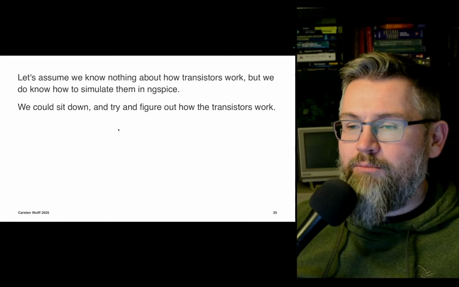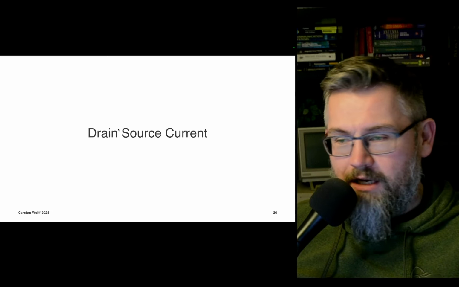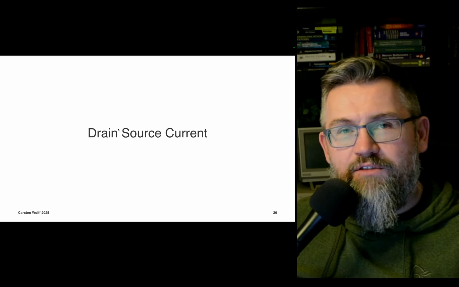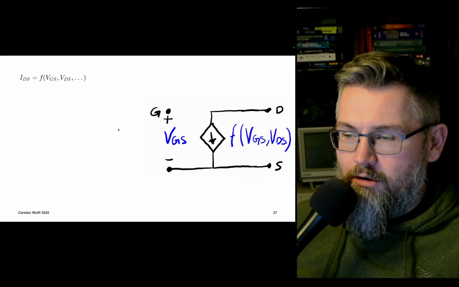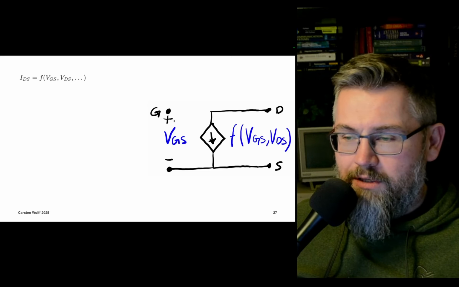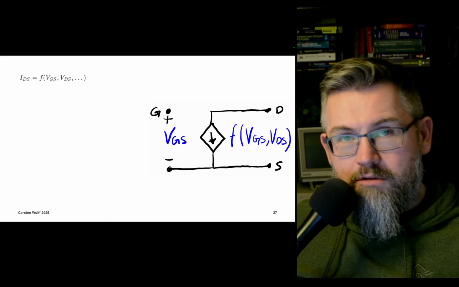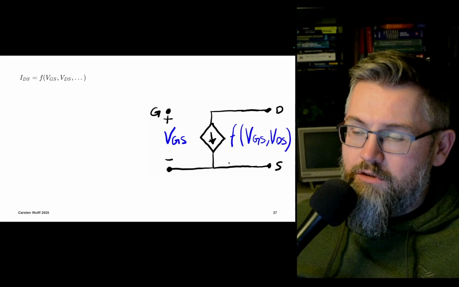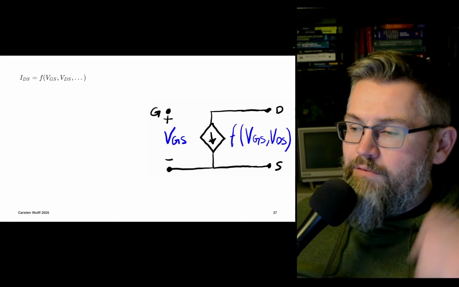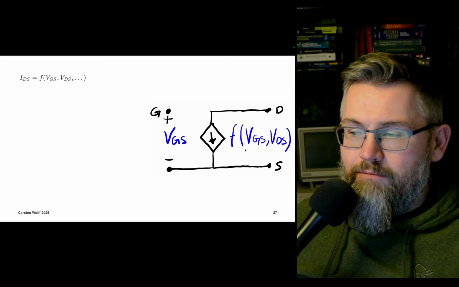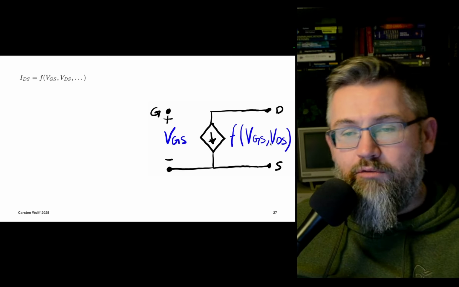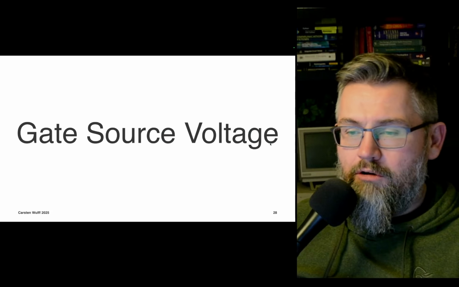So if I take a random transistor in SkyWater and I sit down and try to see how this thing behaves, well, let's have a model. Our model is what you're seeing on the screen now. I have this gate source voltage that I can apply between the gate and the source. And what if I just look at the current that goes from drain to source? That's going to be some function of the gate source voltage and the drain source voltage. And how does that function look?